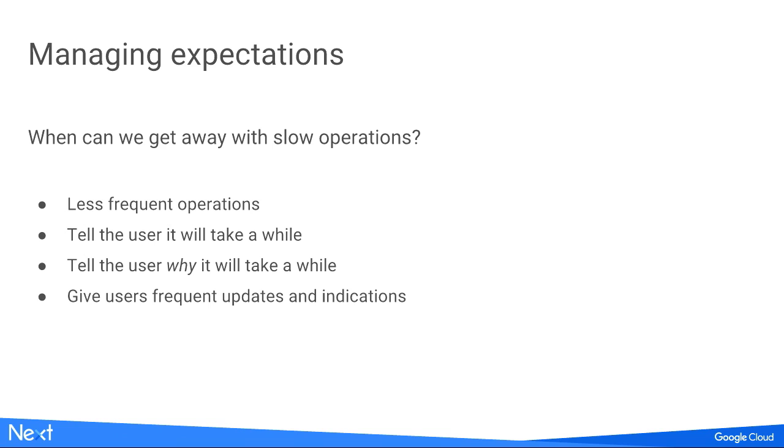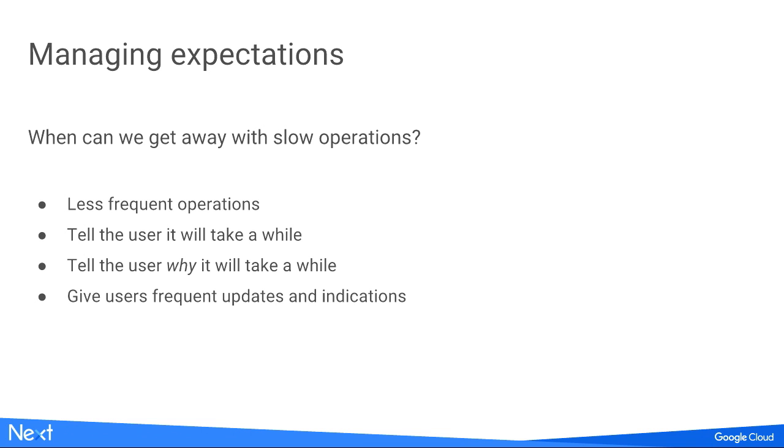So the next thing I want to talk about is managing user expectations, right? When can you get away with making things slow? If you can't make things fast, then make the user understand why things are slow, right? I think we can all understand that re-architecting our applications in a way to make things fast is sometimes not possible. So when can we get away with slow things?